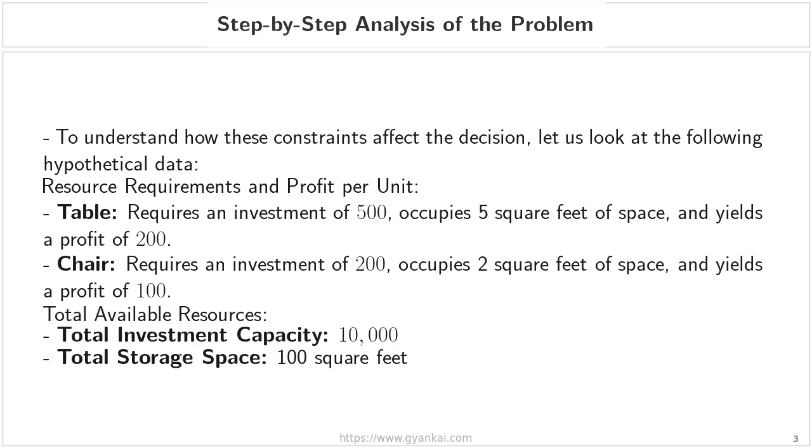Next, we must keep in mind our total available resources, which act as our boundaries. The dealer has a total investment capacity of $10,000 and a total storage space of 100 square feet. Keep these specific numbers in mind, because in the next slide, we are going to use them to test out different strategies to see which one brings in the most money.